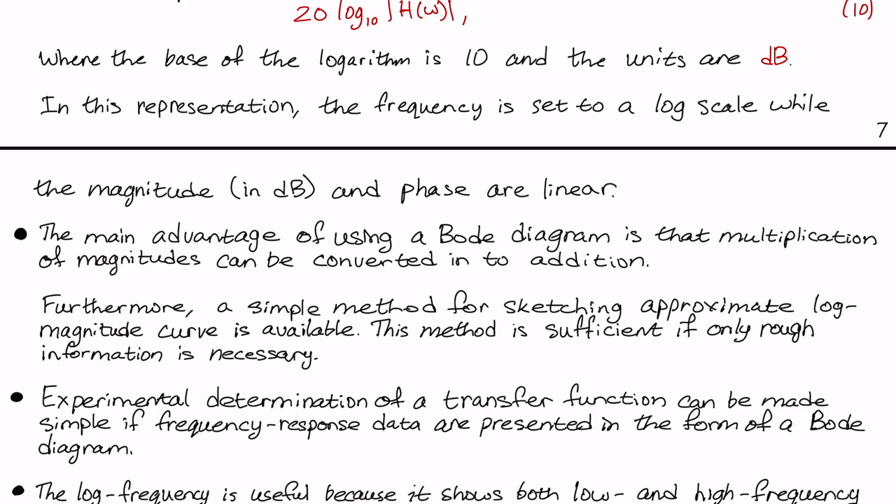All right, so the main advantage of using a Bode diagram is that the multiplication of magnitudes of different components in a transfer function can be converted into an addition. And this allows us to simply add things together when we're trying to plot a Bode diagram. It ultimately allows us to plot the frequency response function, both its magnitude and phase, without having to compute that analytically. We can just do that using asymptotic approximations, which is what we'll see when we deal with first order systems.